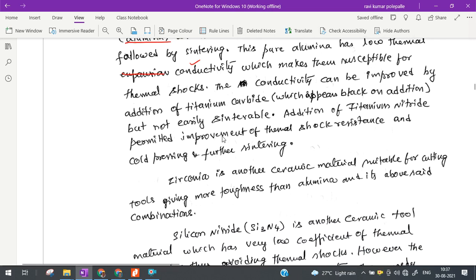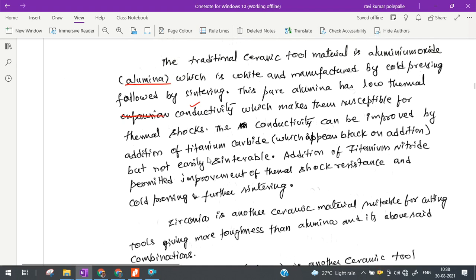Addition of titanium carbide permits improvement of the thermal shock resistance. We add this titanium carbide, but sintering is a problem. The addition of this titanium carbide improves the properties, but sintering, that means manufacturing difficulties, exist.